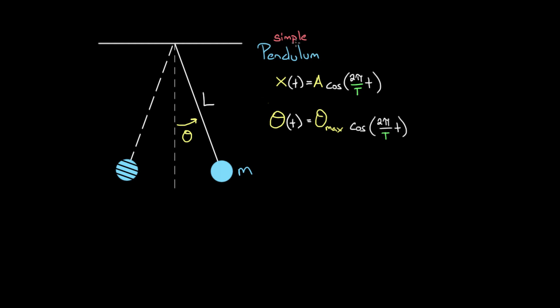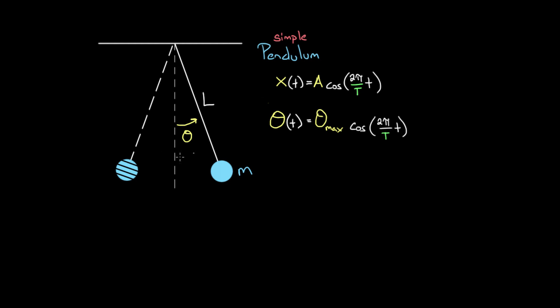Technically speaking, the simple pendulum is not a perfect simple harmonic oscillator. It's only extremely close to being a simple harmonic oscillator. In fact, for small angles, this will only be off by very small amounts, like less than a percent. So because of that, we often treat a simple pendulum as a simple harmonic oscillator. But technically speaking, it only works really well if you're less than, say, 20 degrees.